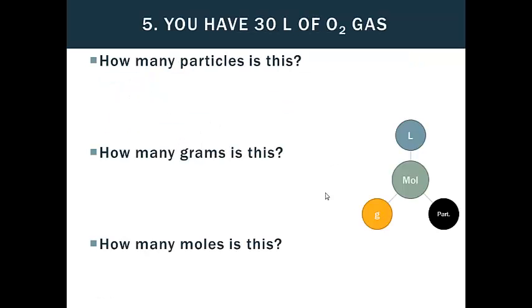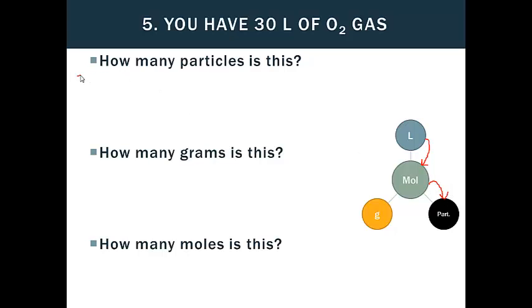Number 5, you have 30 liters of O2 gas. How many particles, grams, and moles is this? So, for the first one, we are given 30 liters. We want to get to particles. So we've got to take liters to moles, and then moles to particles.